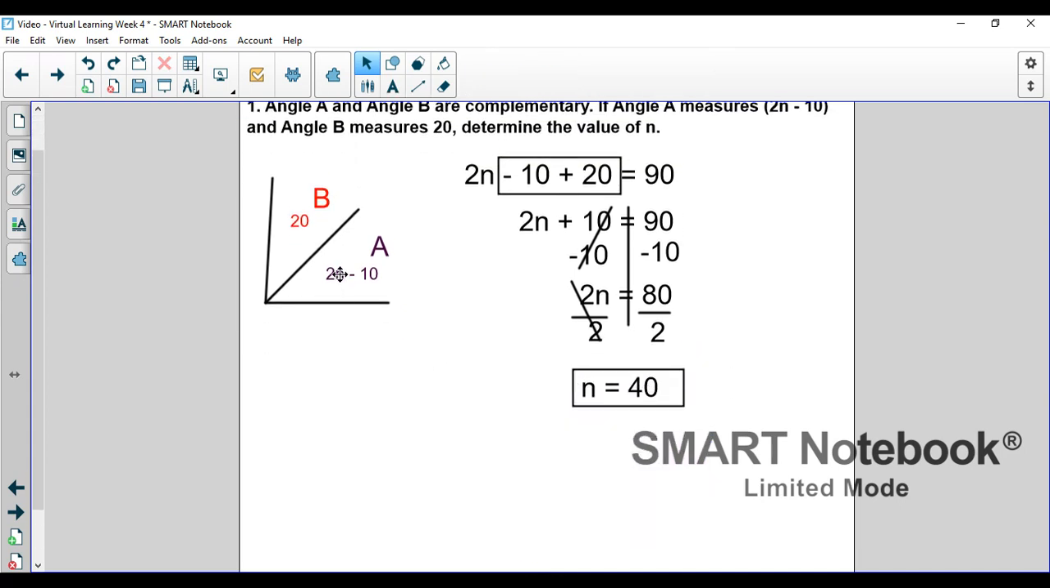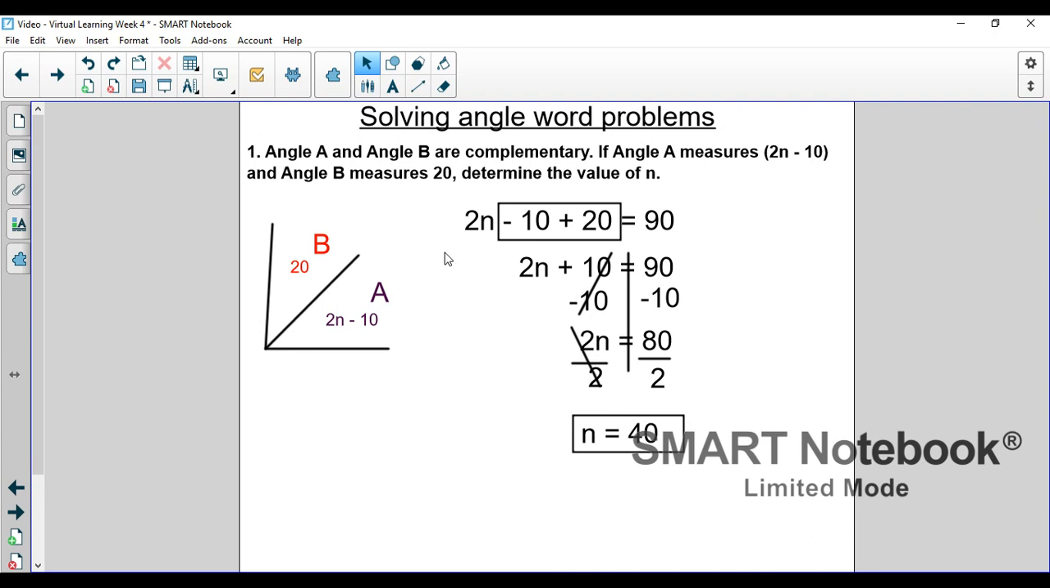And again, that makes sense because if I wanted these two angles to equal 90, well, 2 times my answer 40 is 80. 80 minus 10 is 70. 70-degree angle A plus 20-degree angle B, complementary 90-degree relationship.